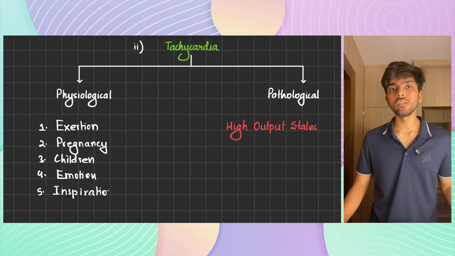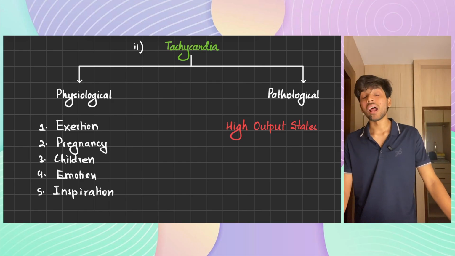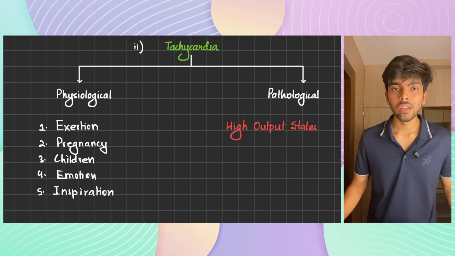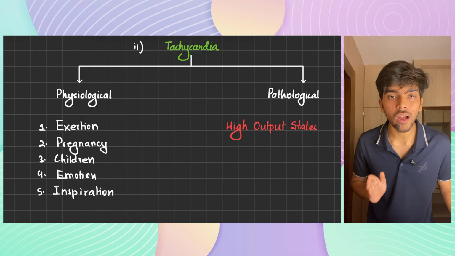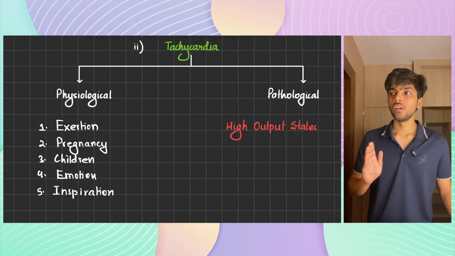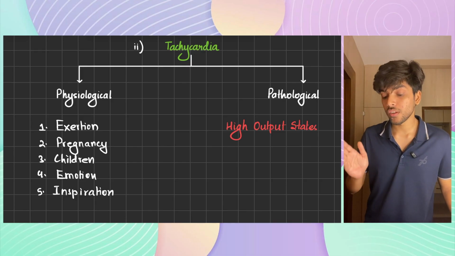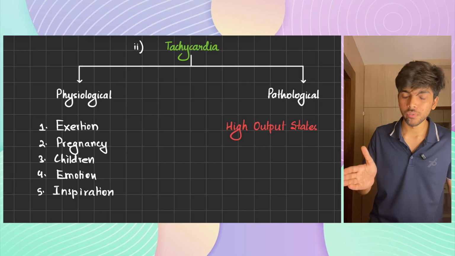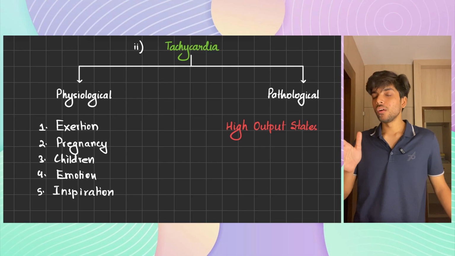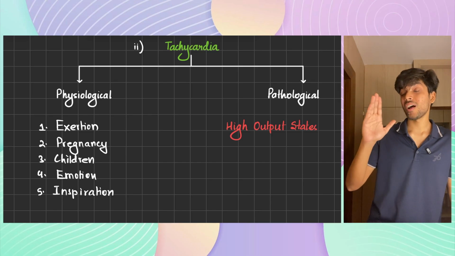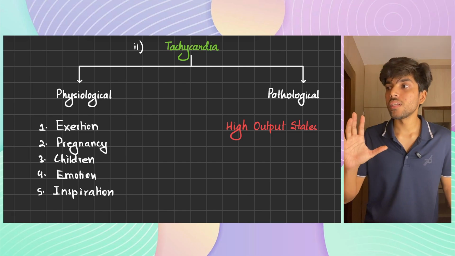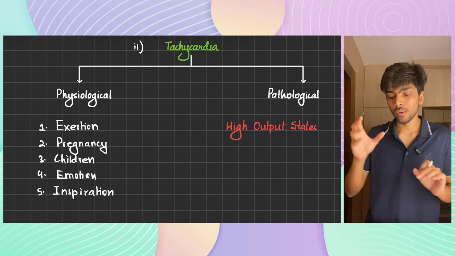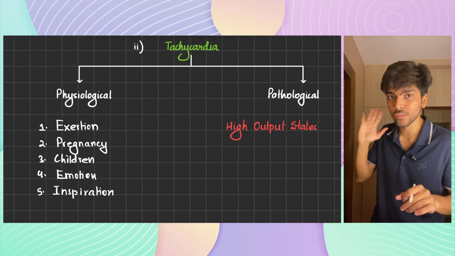The pathological causes of tachycardia are your high output states. I want you to remember all the high output states, because if your Viva teacher asks you to mention all the pathological causes of tachycardia, you can mention the high output states. And if he or she also asks you to mention all the causes of high volume pulse, you can plug the high output states there as well.